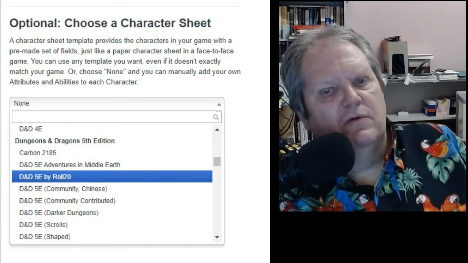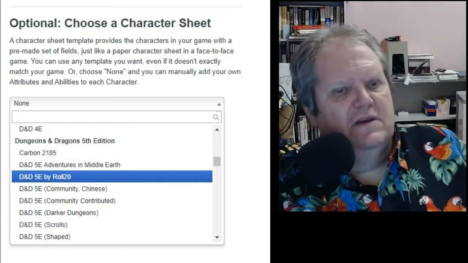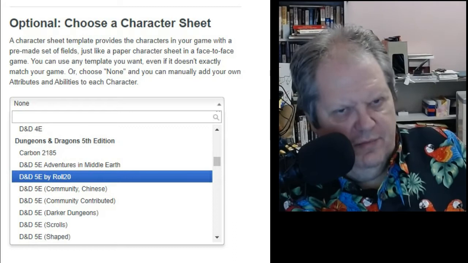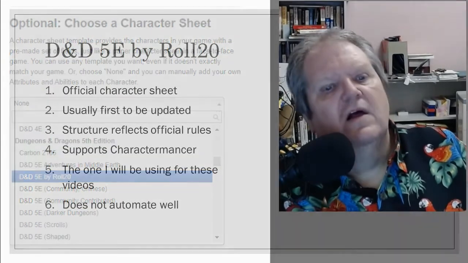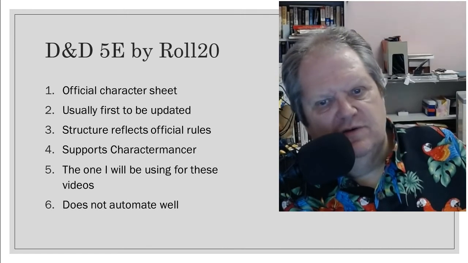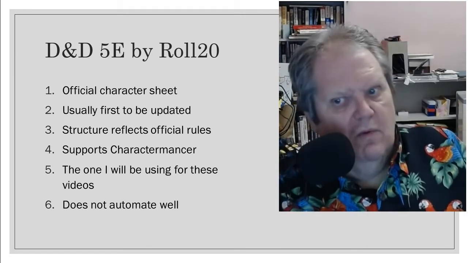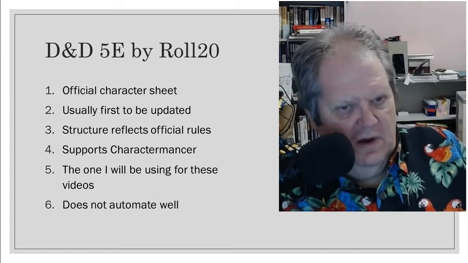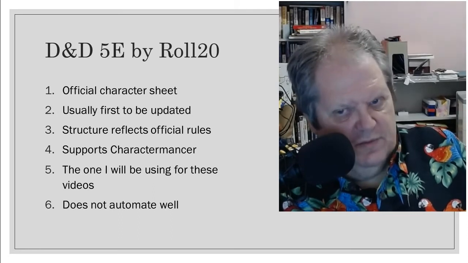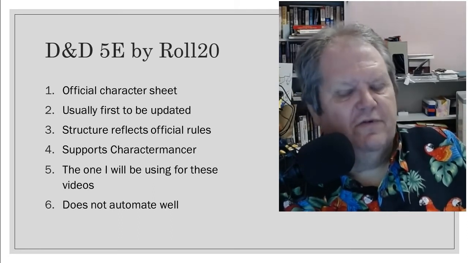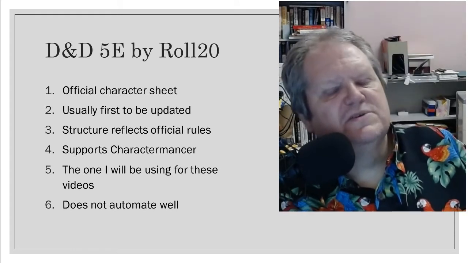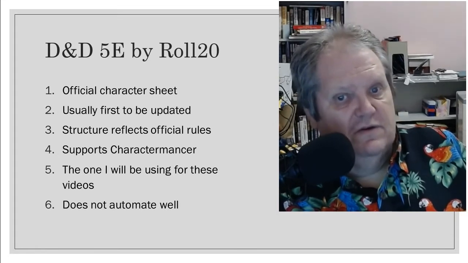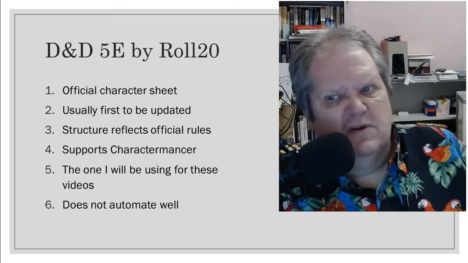So the two that I'm going to look at are D&D 5e by Roll20 and D&D 5e (in square brackets). The first one that I suggest you use is the official one provided by Roll20. So this means this is the official one. This one should be the first updated with changes. Its structure reflects the official rules. This one supports the built-in Charactermancer character generator. This is the one that I use for all of these videos as my players are mostly new to D&D.